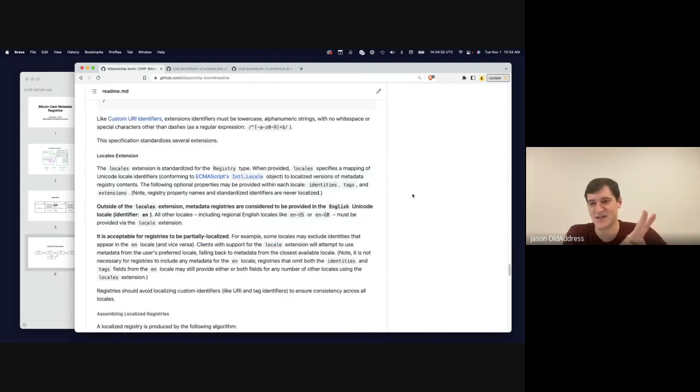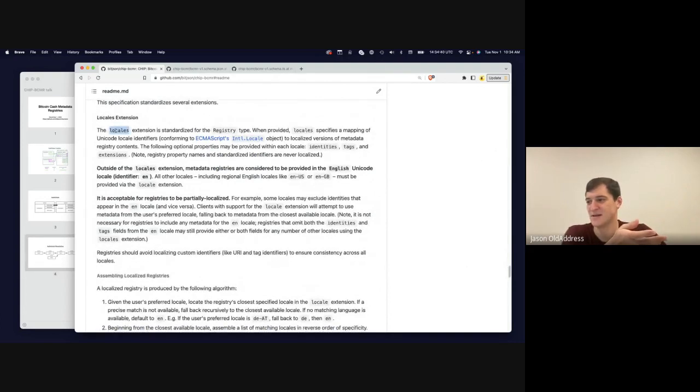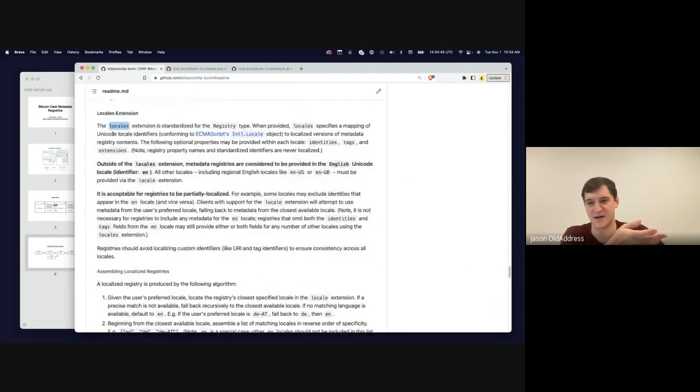However, there are two extensions that are standardized right from the outset as examples. One is locales. So under extensions, you can have locales, which then should use a Unicode locale identifier, lowercase dash separated. And that is how you would translate a complete registry into another language. By convention, all metadata registries are provided in the English Unicode locale with the identifier EN. If you want to localize it further, you put the localizations in the locales extension. And that includes even for English locales. So if you need to localize for EN-US or EN-GB, you put that in the locales.